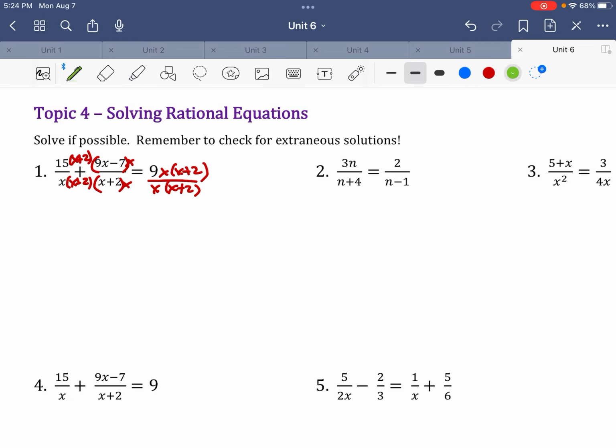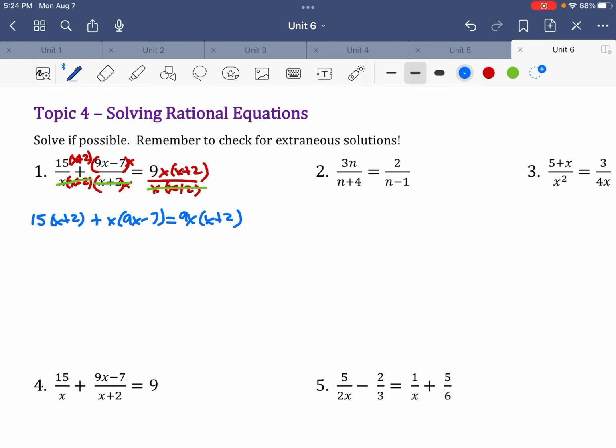I basically have all the denominators the same, and I don't need them anymore because they all match, right? So in my mind I can just get rid of all those and take the numerator and solve that. I have 15 times x plus 2, plus x times 9x minus 7, equals 9x times x plus 2. And that's what we're going to do.